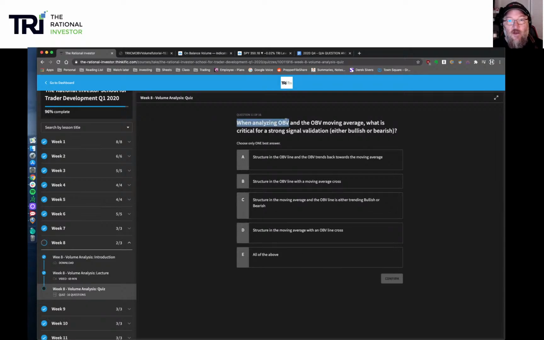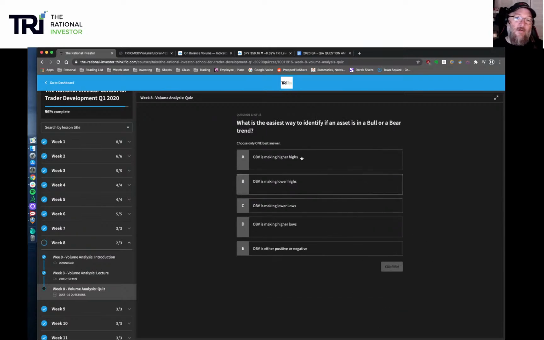When analyzing OBV and the OBV moving average, what is critical for a strong signal validation, either bullish or bearish? And that is structure in the OBV line with a moving average cross. And then what is the easiest way to identify if an asset is in a bull or a bear trend? And that's where we talk about the OBV being positive or negative.